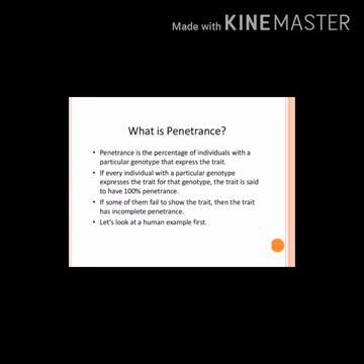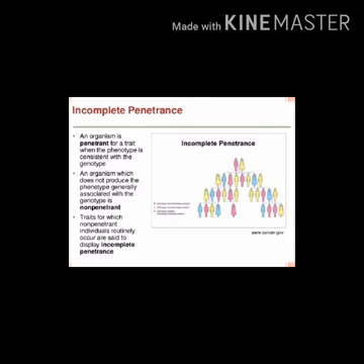If every individual with a particular genotype expresses the trait for that genotype, it is said to have 100% penetrance. An organism is penetrant for the trait when the phenotype is consistent with the genotype, or non-penetrant if it does not produce the phenotype generally associated with the genotype. Sometimes the genotype does not always produce the expected phenotype, and that is known as incomplete penetrance.